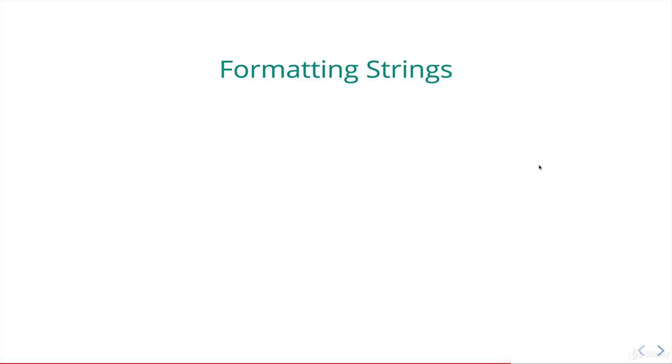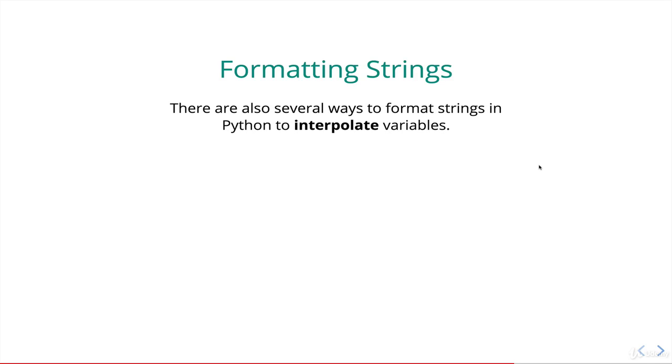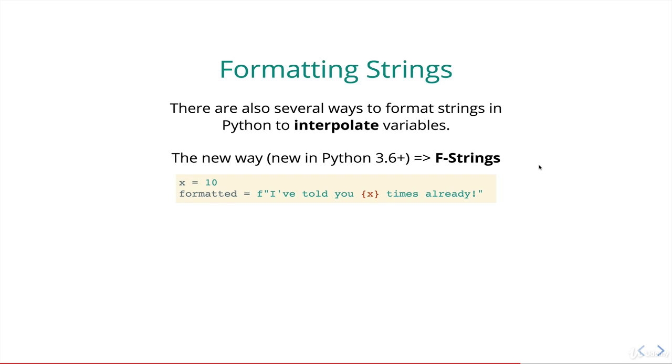Rather than just concatenating individual strings, what if we're working with numbers, like we saw? I wanted to be able to say your guess of, and then add in a number, an integer, and then add another string at the end to say was incorrect, and that caused a problem. So there are a couple solutions to what we're trying to do, which is called interpolation. The way that we're going to use in this course is what's called f strings.